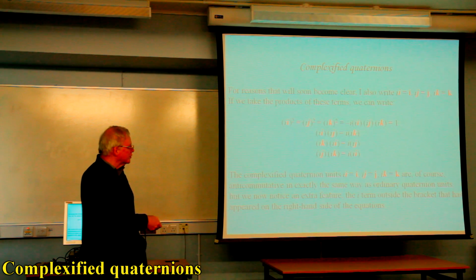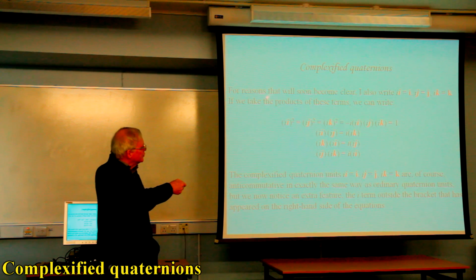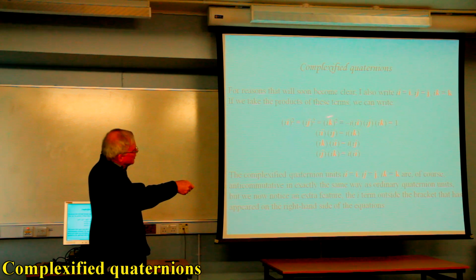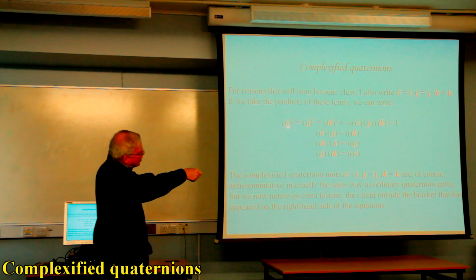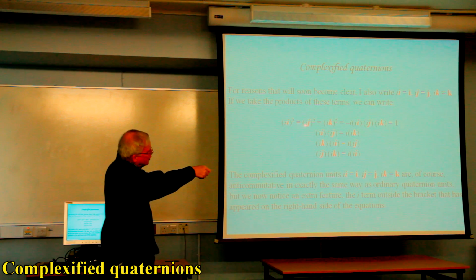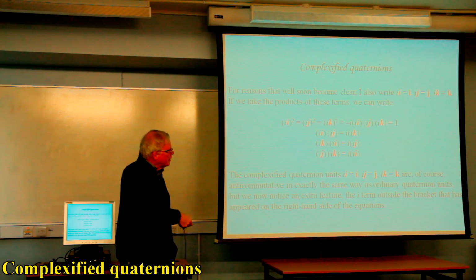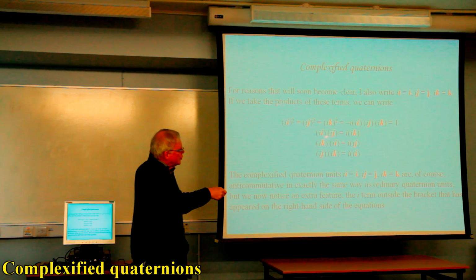So you'll get used to it very shortly. I'll show you this. Now, let's look at these complexified quaternions. Let's look at these terms and see what happens when we multiply them out. If I multiply them out, I get i times i equals 1 when we square it, and the same with j and k. But there is something a bit unusual about this.